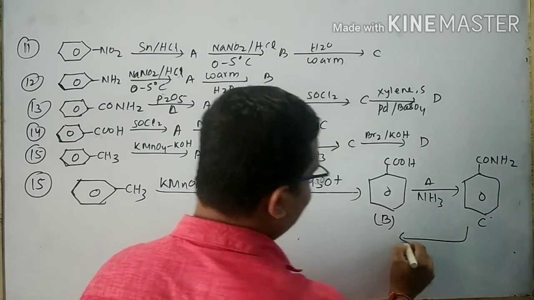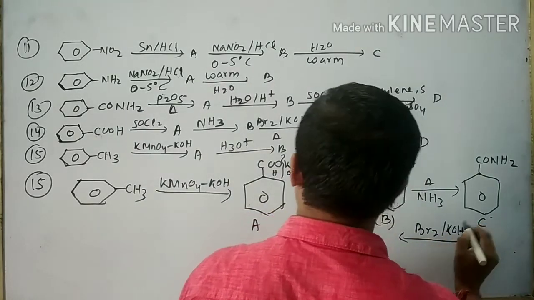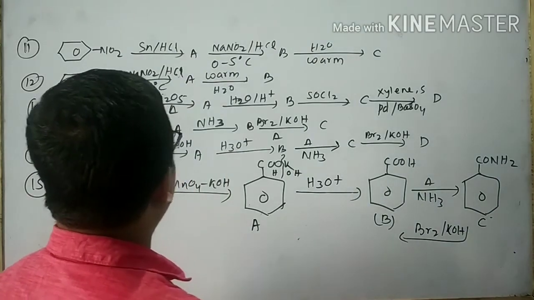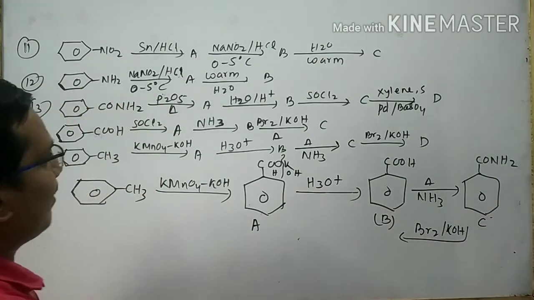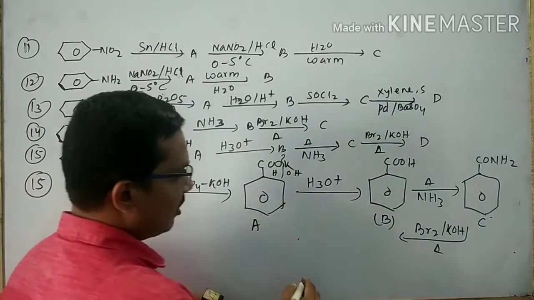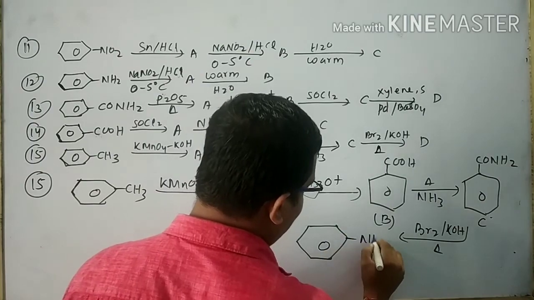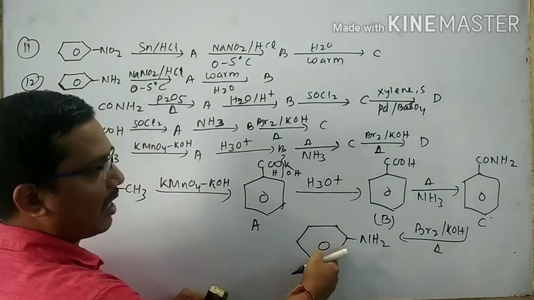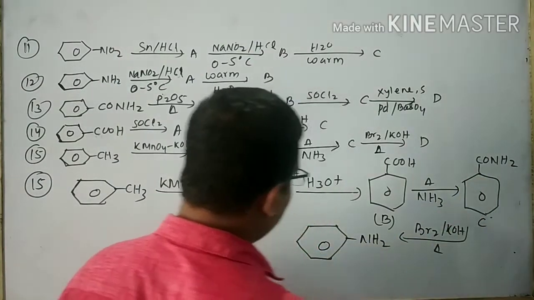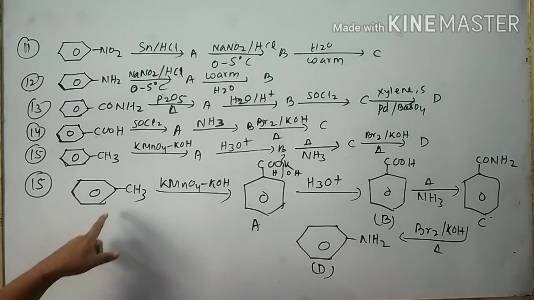Now C is subjected to reaction with Br2 in the presence of KOH. This is said to be Hofmann bromamide reaction. Here heat is given. As a result, an amine product is formed. That is said to be aniline, which has one carbon atom less than this amide, and it is considered as the product D. Again I will repeat.